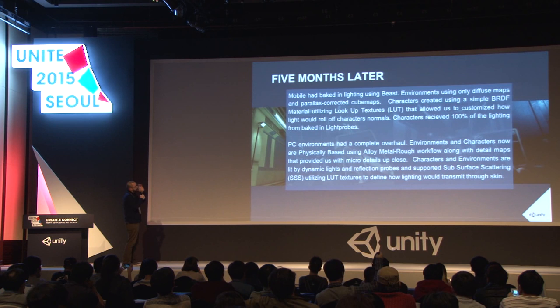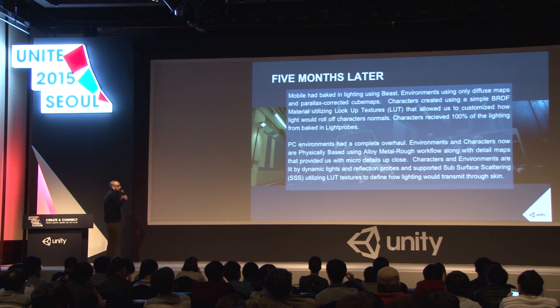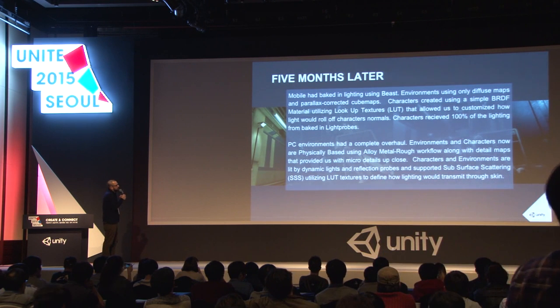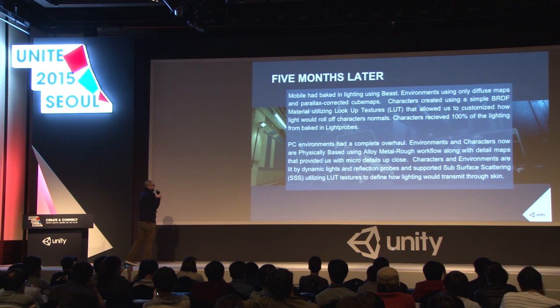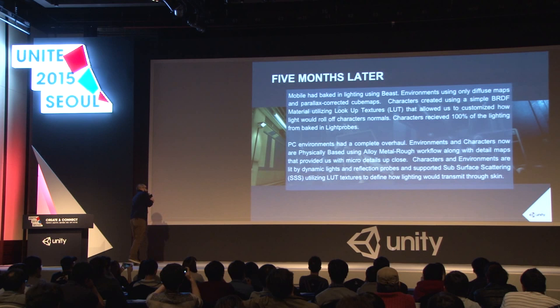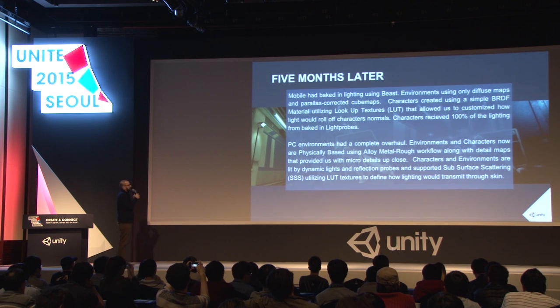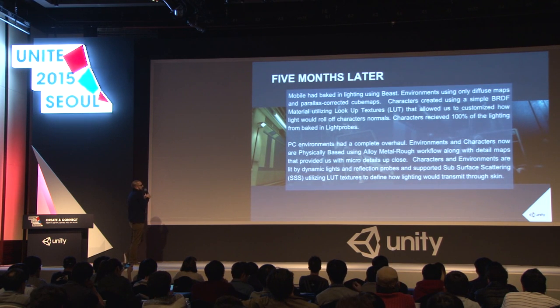The environments were using only diffuse maps and parallax-corrected cube maps. And characters were created using a simple BRDF material, utilizing lookup textures, which allowed us to customize how light would roll off the character normals. And the characters received all of their lighting from baked-in light probes. That's how we did it previously.